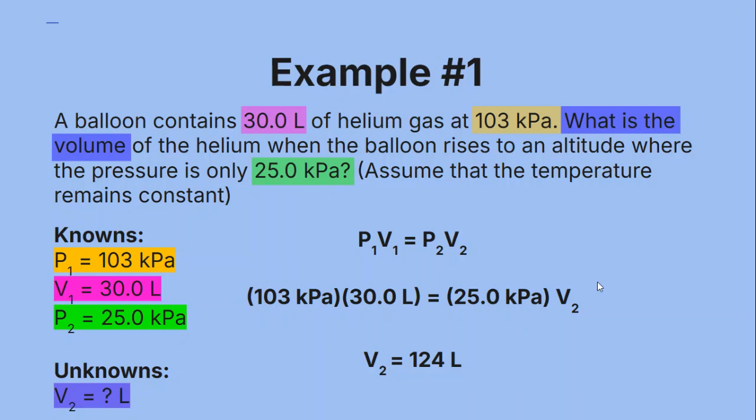To double check, we can look at this in terms of pressure and volume being inversely related. It looks like our pressure is decreasing, going from 103 to 25. When our pressure decreases, that means that our volume is increasing. It's doing the opposite. So it makes sense that our answer should be higher than 30 liters, which it is.